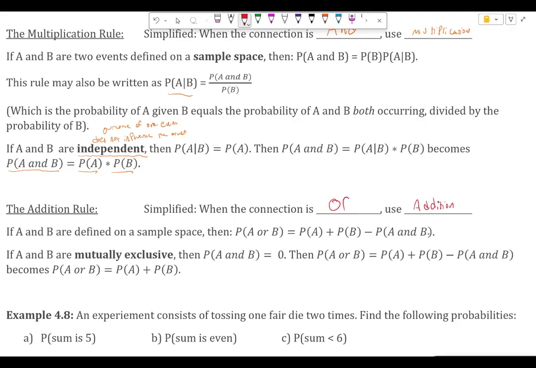If A and B are mutually exclusive, this is kind of a complicated phrase here, but if you think about what the words actually mean, it kind of makes sense. Mutually exclusive means that both sets exclude the other.